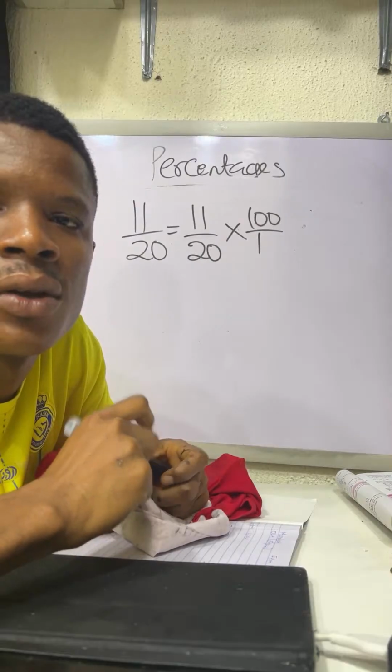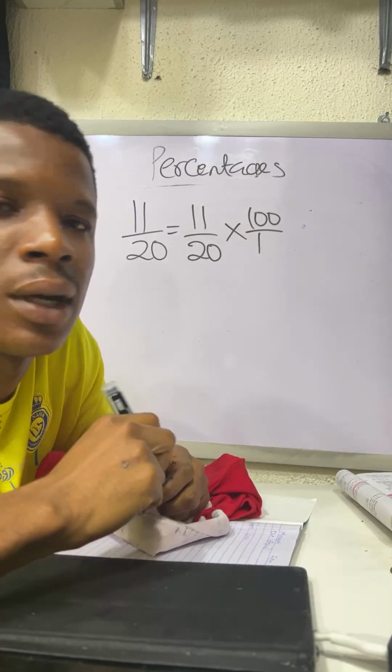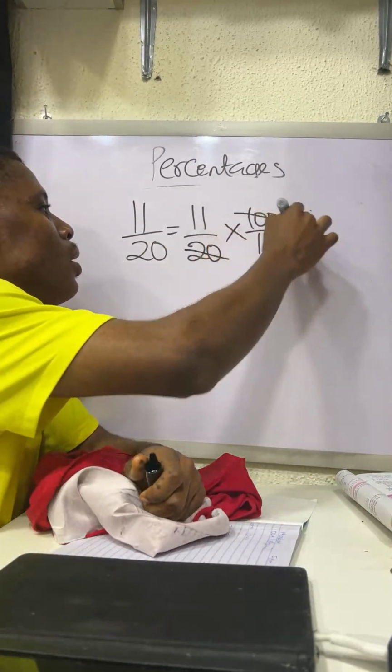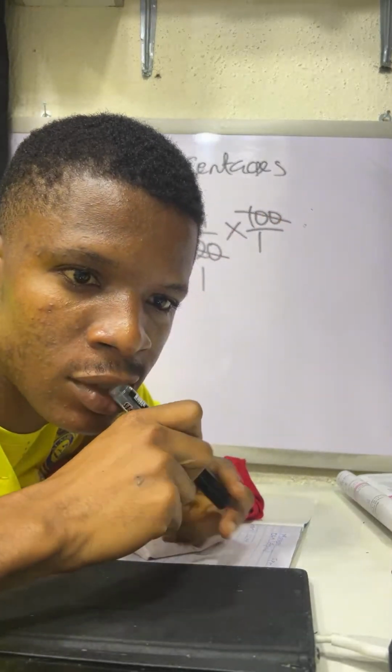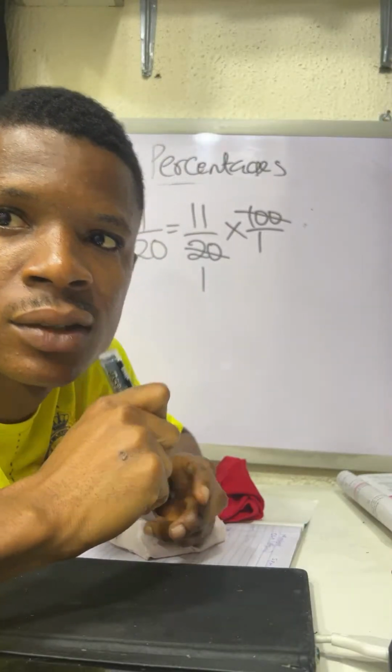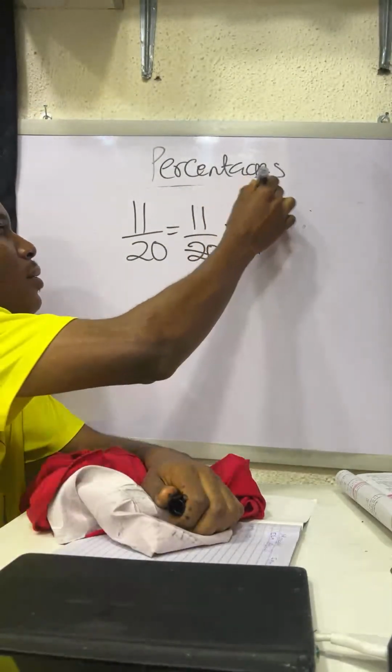Right. So if I multiply by 100 over 1, what do I get? If you divide 100 by 20, what's the answer? You get 5. Good.